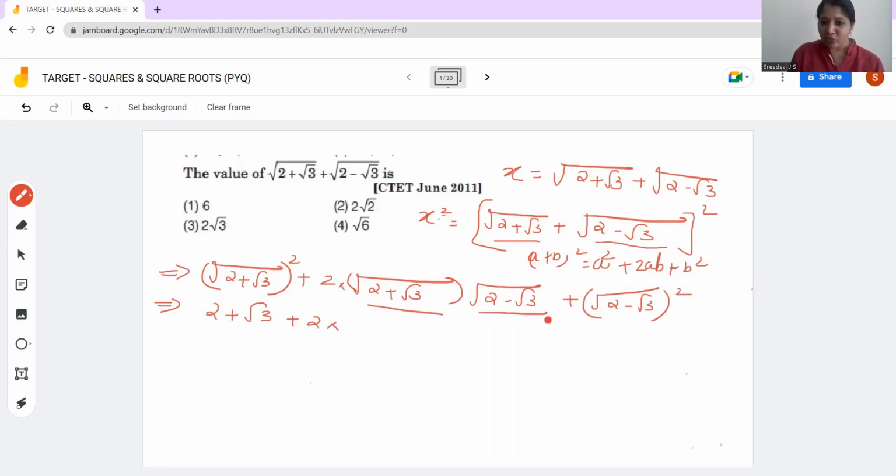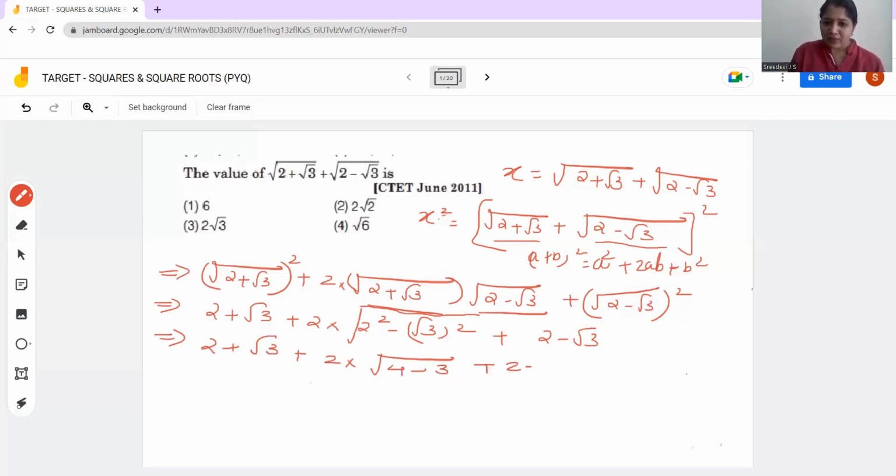So it is of the form a plus b into a minus b, right? So what is a plus b into a minus b? A square minus b square. So you can understand that it is square root of 2 square minus root 3 square, plus square root of 2 minus root 3 the whole square, where the radical eliminates. So it will get you 2 minus root 3. Which implies 2 plus root 3 plus 2 into square root of 2 square is 4, 4 minus root 3 square is 3, plus 2 minus root 3.